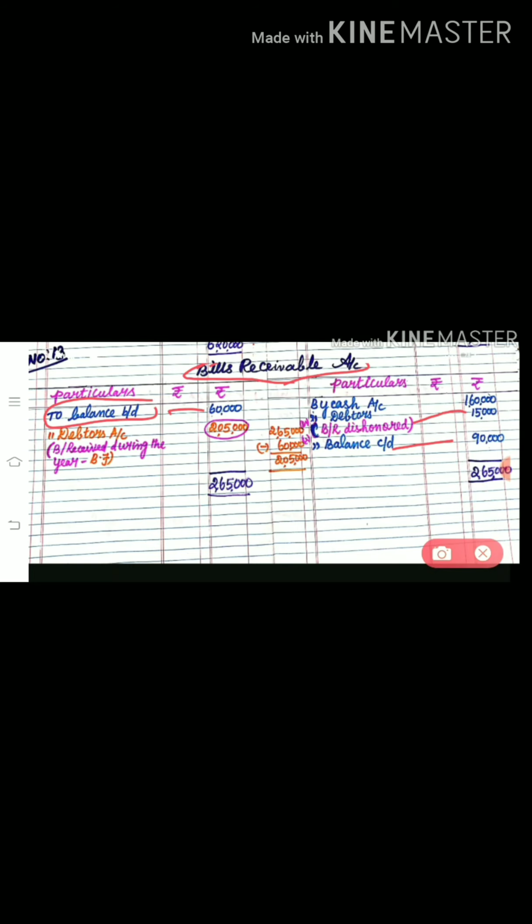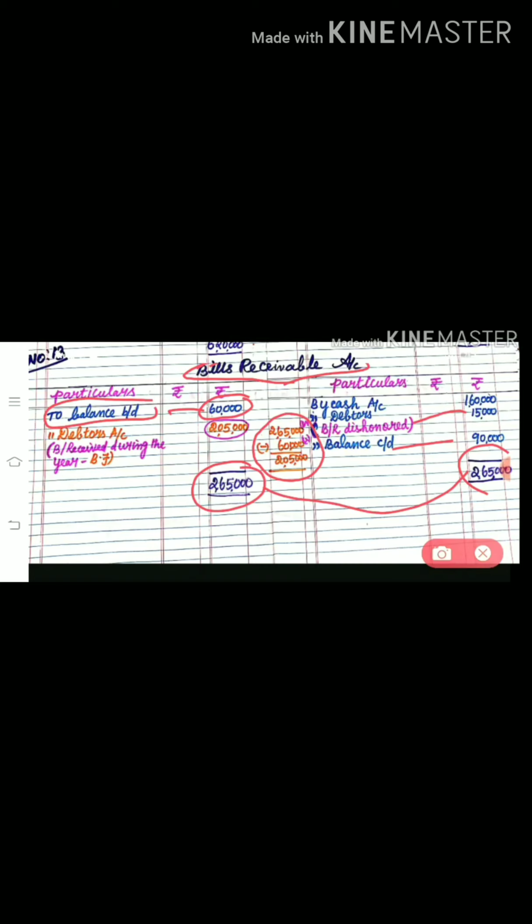First total the credit side value. The highest value is 2,65,000. 2,65,000 represents both sides. The debit side value is 60,000 only. So the lowest value is deducted from the highest value. The lowest value is 60,000 and the highest value is 2,65,000: 2,65,000 on the credit side, 60,000 on the debit side.